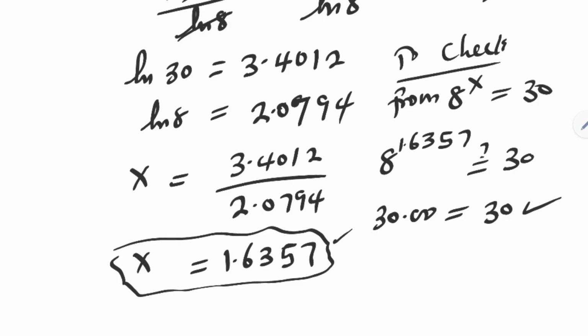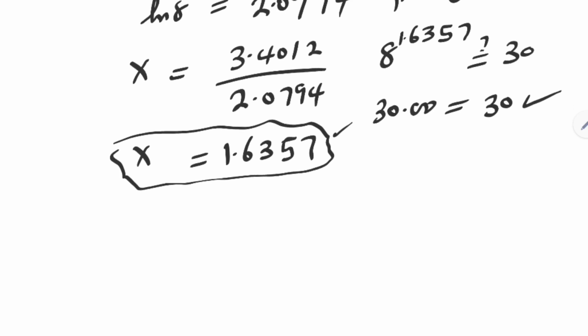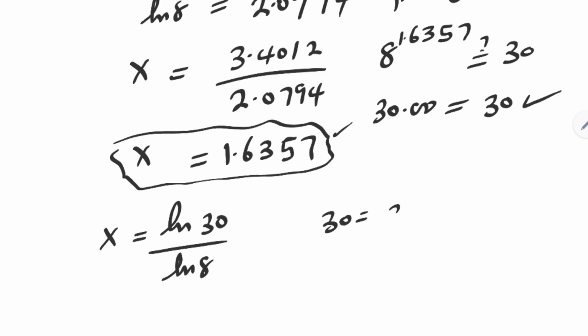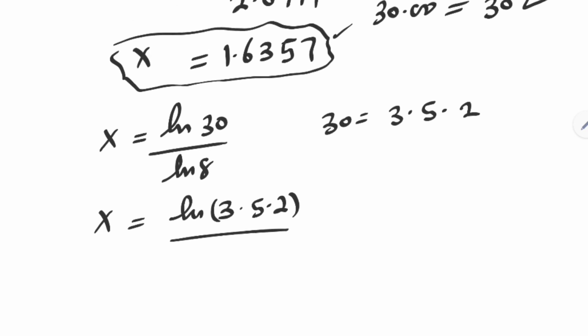Now, if you don't want to use your calculator, and you want to leave the answer in natural logarithm form, we can express this further. That is, from x is equal to ln of 30 over ln of 8. Then 30 is equal to 3 multiplied by 5 multiplied by 2. So x is equal to ln of 3 multiplied by 5 multiplied by 2 over ln of 8 can be written as ln of 2 raised to power 3.